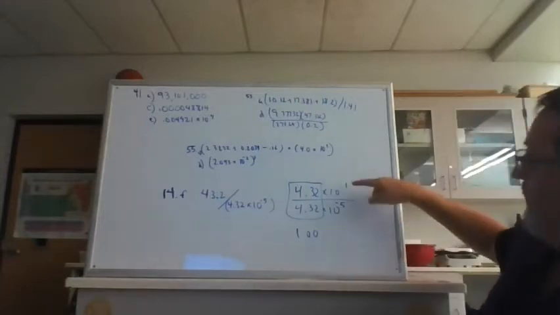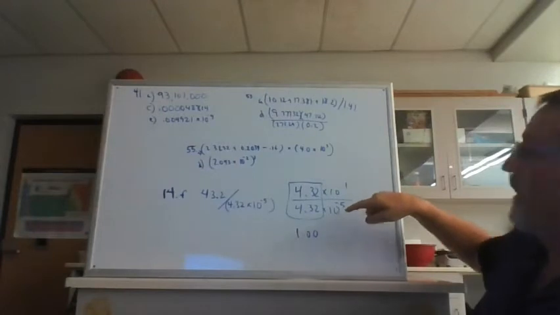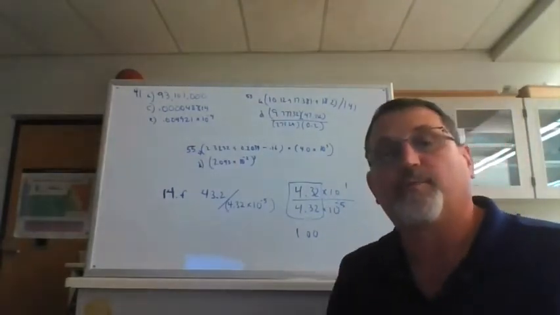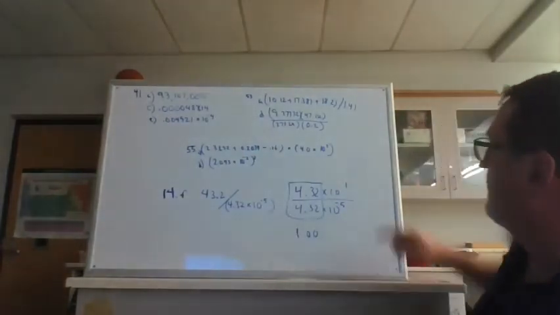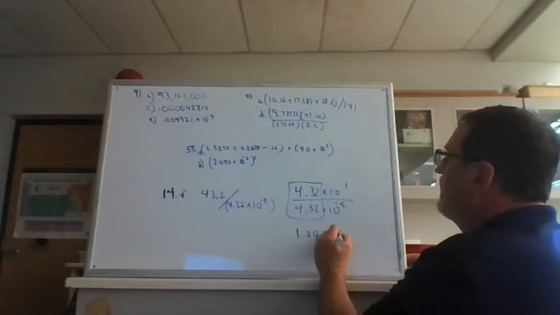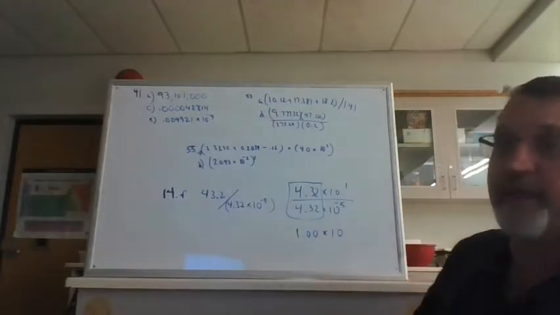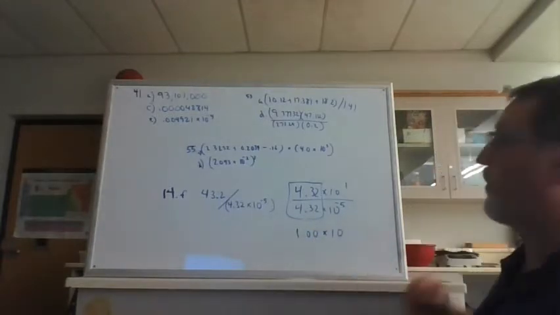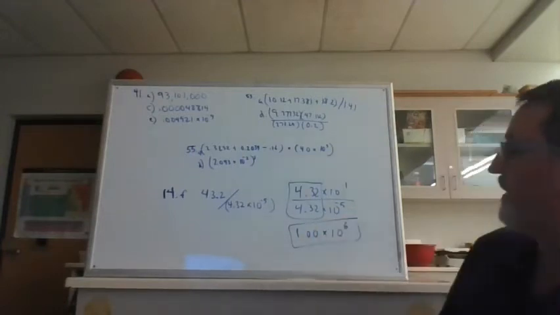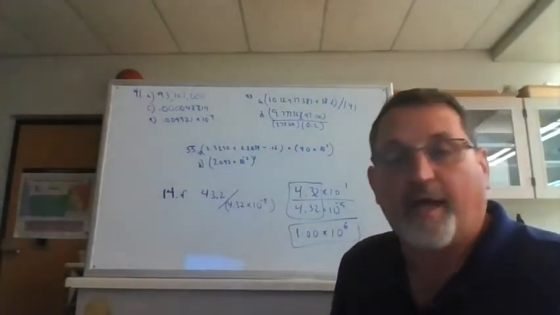Now I have two powers of 10. When you divide by powers of 10, you subtract the exponents. 1 minus negative 5 is the same as 1 plus 5, or 6. So that is the answer to F.